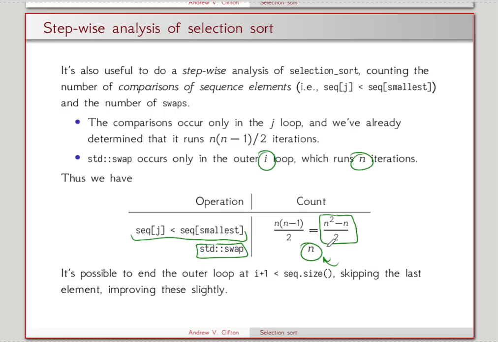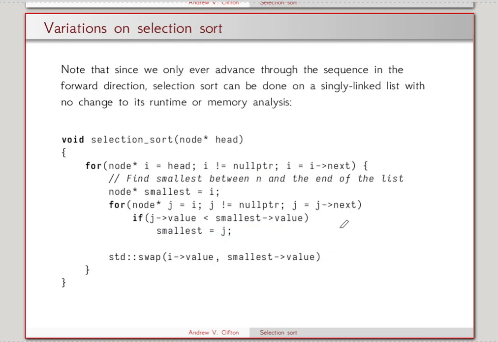So the nice thing about selection sort is it only swaps each thing once. It never swaps a thing more than once. So that's kind of a nice thing to know. If swaps are expensive, then selection sort is conservative in that regard.